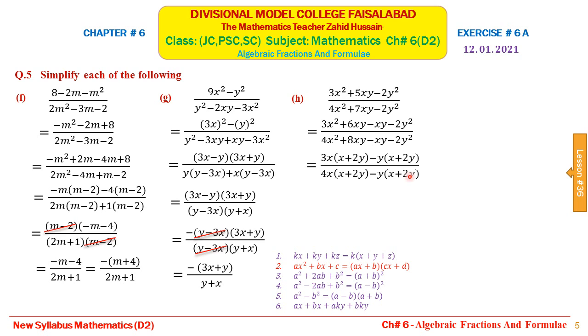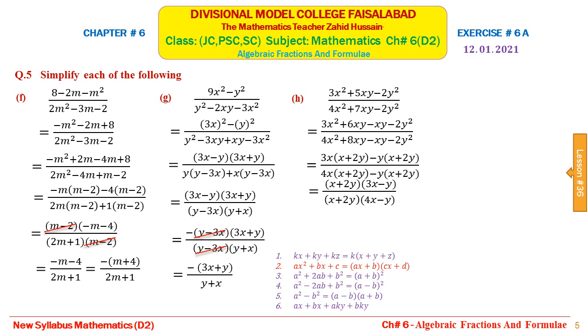In the numerator x plus 2y is common. We will take this common, and within the second bracket we will write 3x minus y. From the denominator x plus 2y is common. In the second bracket we will write 4x minus y.